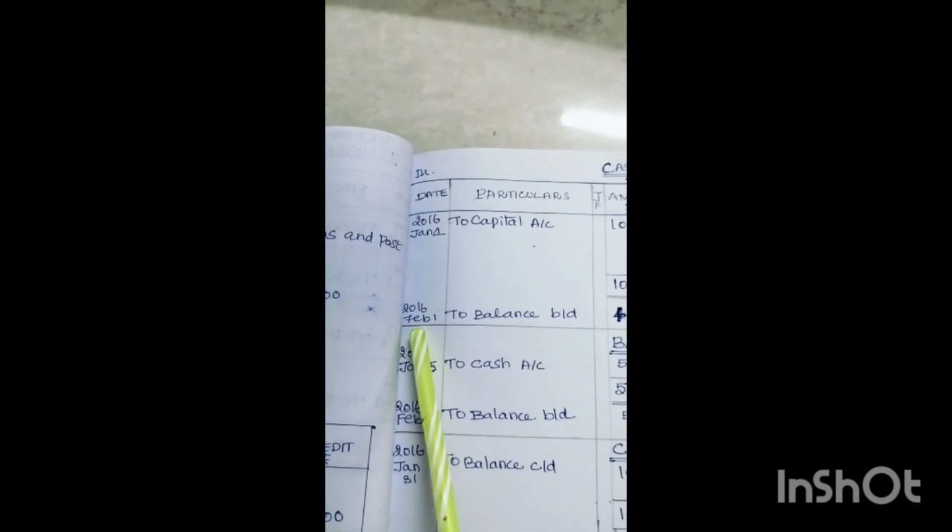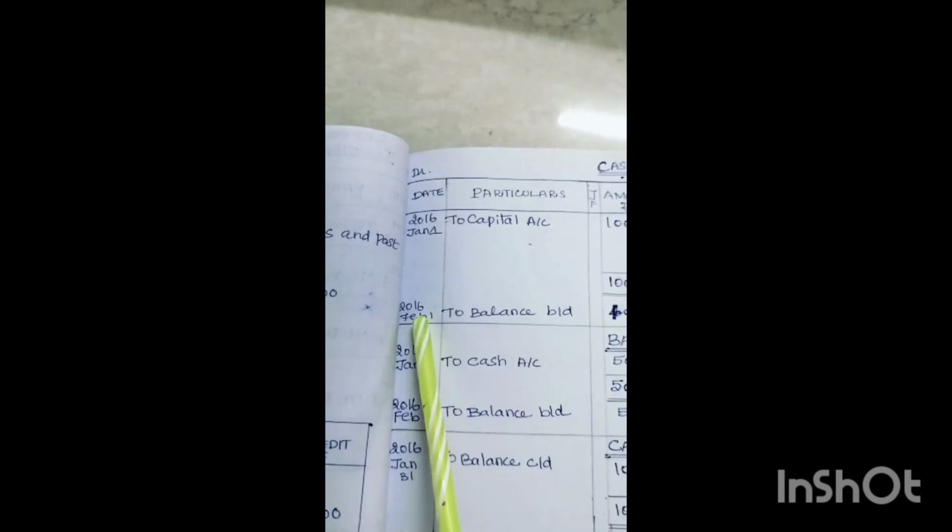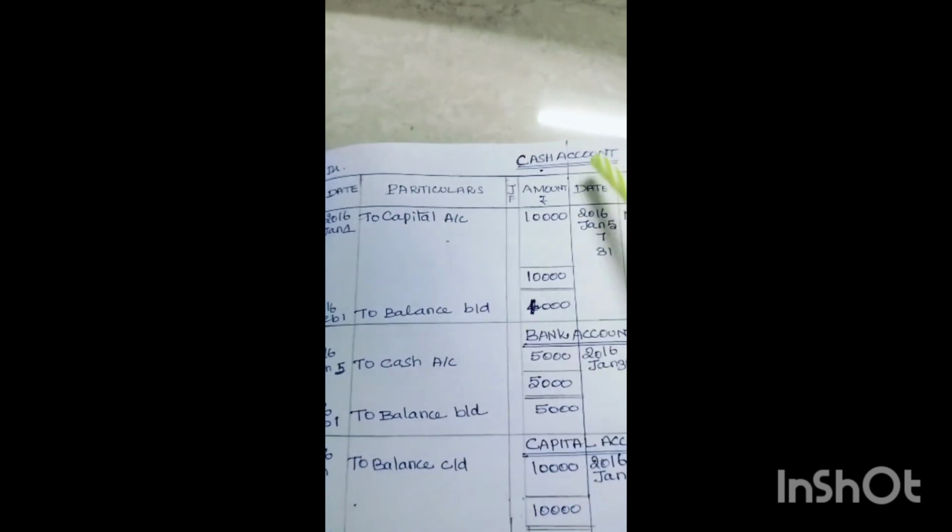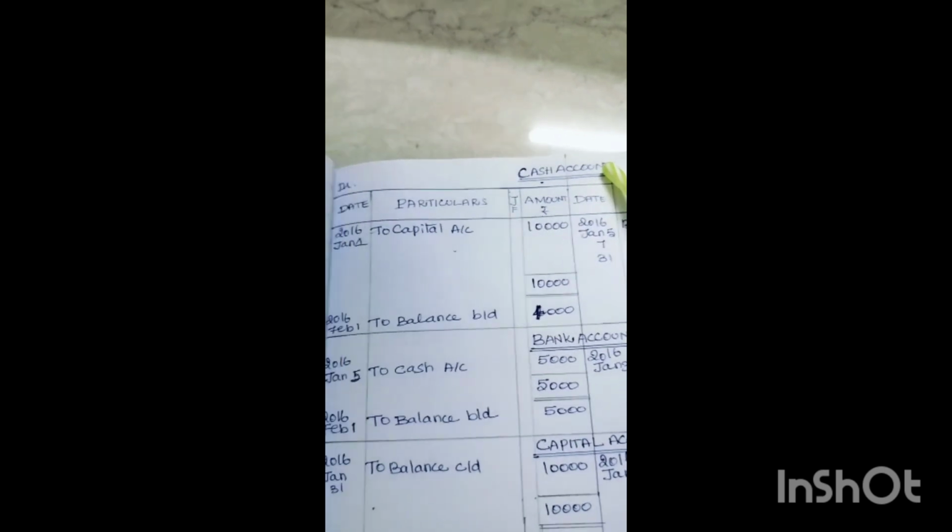Then what date do we have to fill here? 2016 February 1, to balance brought down. February 1 means the next accounting period. So balance brought down means the opening balance of the cash account. What does this mean? This is the opening balance of the next accounting period of the cash account, 4,000 rupees. So the cash account is posted on the ledger.